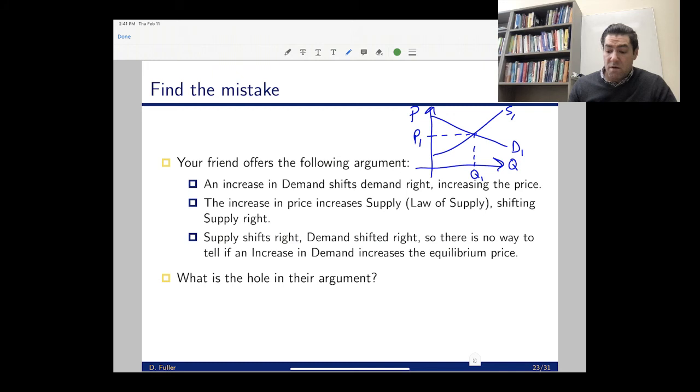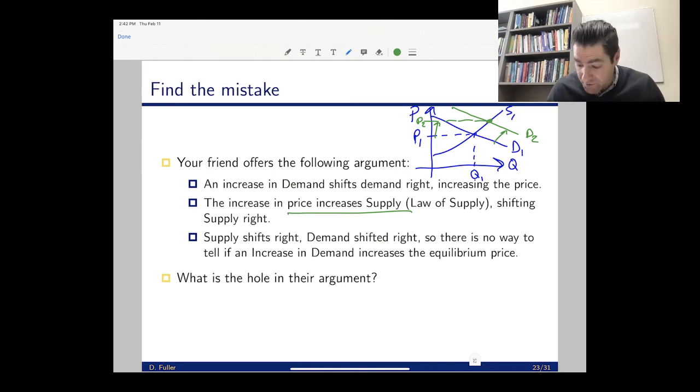And your friend says, all right, well, if demand increases, that's going to cause the equilibrium price to increase. They say, well, when the price increases, the law of supply says that supply should increase. So the higher price causes supply to shift to the right. And because supply shifted to the right, I don't know, depending on how much it does, whether the price is going to increase or not. Now, what's the hole in the argument?